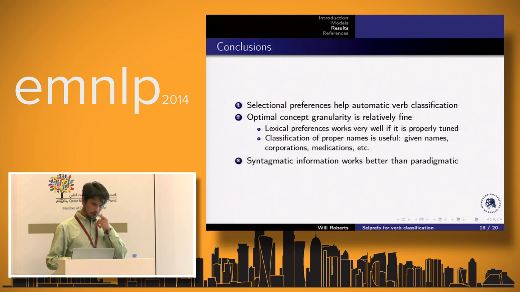And I will just skip to conclusions now. So the first is that all of the models that we looked at are useful for automatic verb classification. The second is that we wanted to investigate this concept granularity parameter. And we find that with the possible exception of the LDA model, all of the models that we look at seem to like to be quite fine-grained. In particular, lexical preferences does quite well if it's tuned for coverage. And we think that a selectional preferences model is advised to have these classifications of proper names. So given names grouped together, corporation names grouped together, and medications grouped together, that kind of thing.